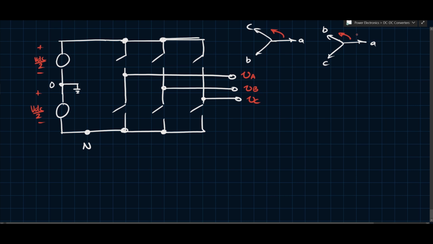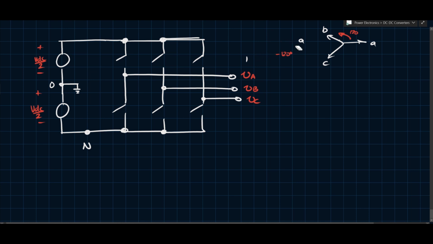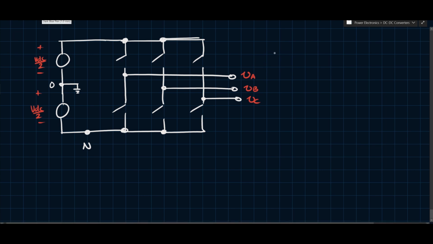And so in one case, you might have a positive sequence, which is this. So this is 120 degrees, whereas this one here is minus 120 degrees. So that would be a negative sequence, right? Anyhow, those details are not so important for what we're dealing with here. Those have more to do with the modulation and all that kind of stuff. But for what we're seeing here, we see that this is a three-phase inverter setup.